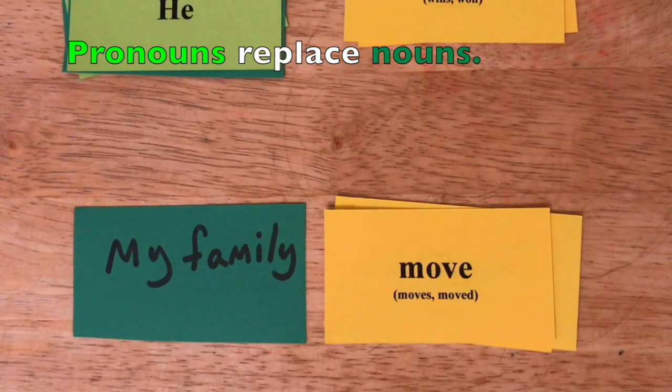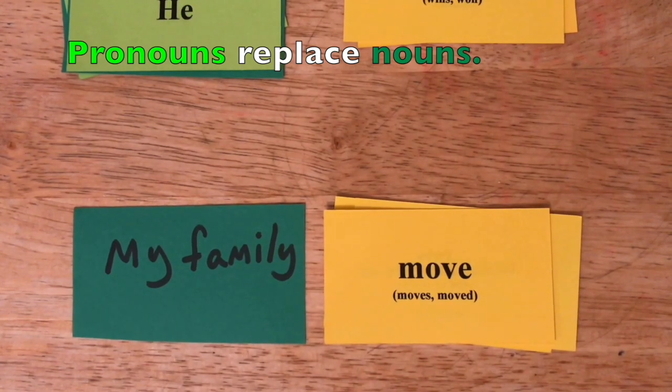My family moved to New York 10 years ago. Wow, that's great. But what if I wanted to say my family lives in Westchester now, or my family loves the city? Well, I don't want to keep using the term my family over and over again. So instead of saying that, guess what pronoun I can use? Can you guess by now?